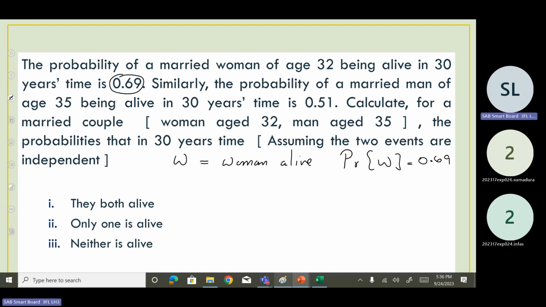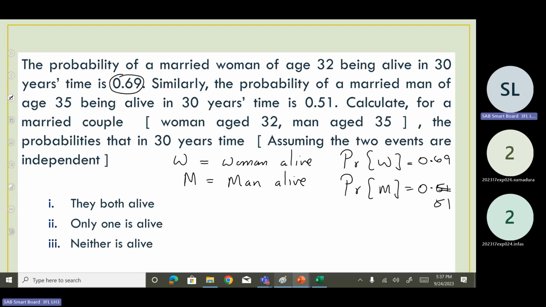So what is the event there? Man alive. All the other things are there: 35 years old, another 30 years time. So we'll make it short: man alive. We'll say that is M. Probability of M given is 0.51. Okay, that's 51, right?